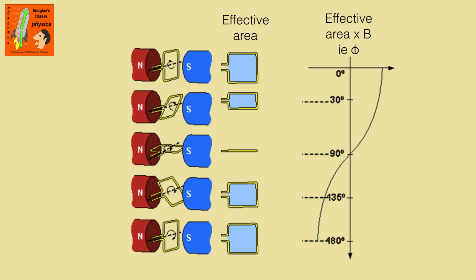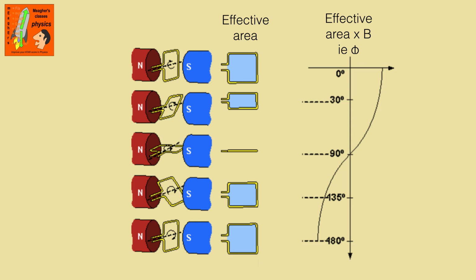Now, a lot of students have a bit of difficulty trying to explain why at certain locations you're going to get maximum EMF induced, and at some locations there'll be 0 EMF induced. Now, we know that the EMF induced is calculated by looking at the rate at which flux changes. So let's have a look at this graph that I've presented here.